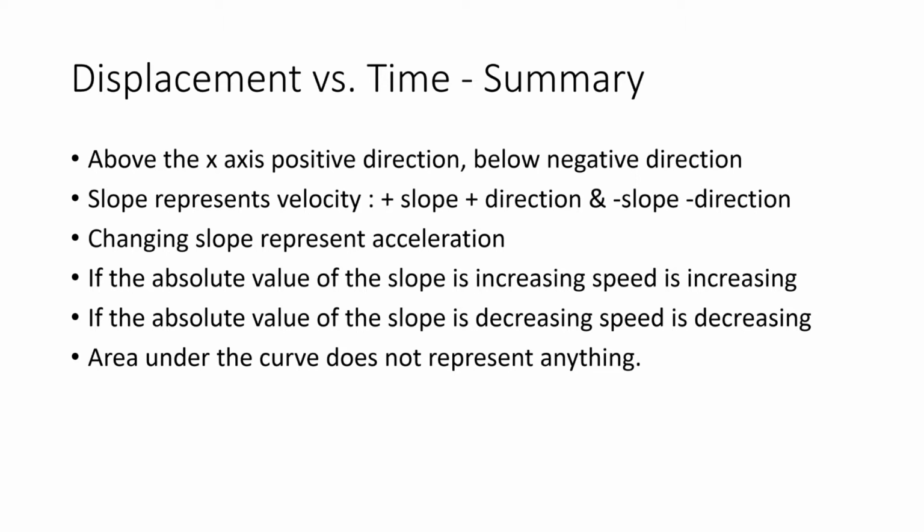And if the absolute value of the slope is increasing, the speed is increasing. And if the absolute value of the slope is decreasing, the speed is decreasing. And the area under the curve is not going to represent anything in this section. It's going to represent things later on, though.